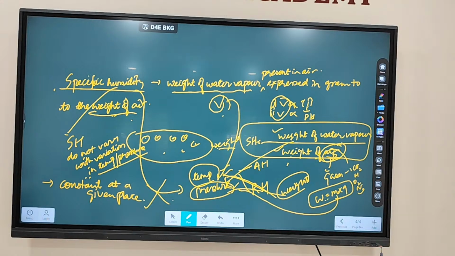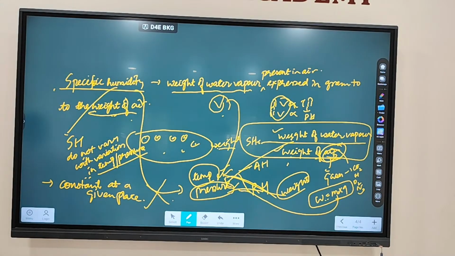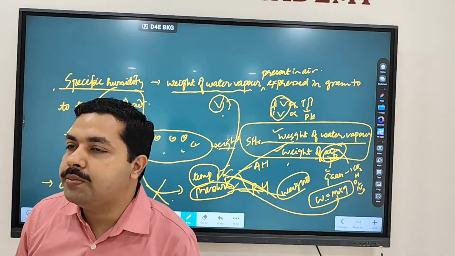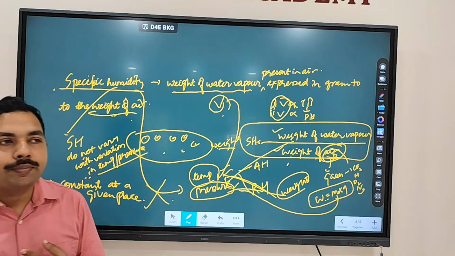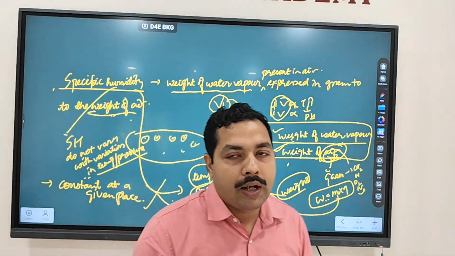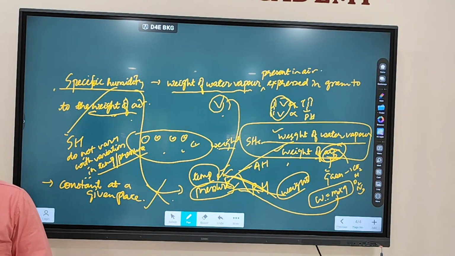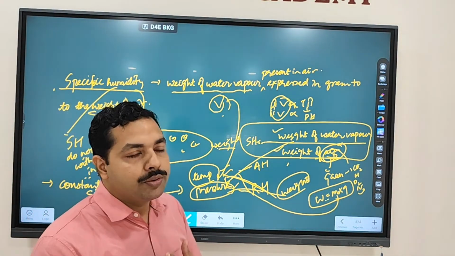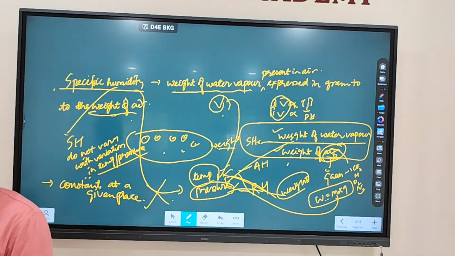Fine. So what is humidity? Moisture or water vapor present in air is called humidity. Which instrument is used to measure humidity? Hygrometer. Hygrometer is used to measure humidity. How many types of humidity are there? Yes, three types of humidity: absolute, relative and specific humidity. How do we measure absolute humidity? Weight of water vapor divided by volume.